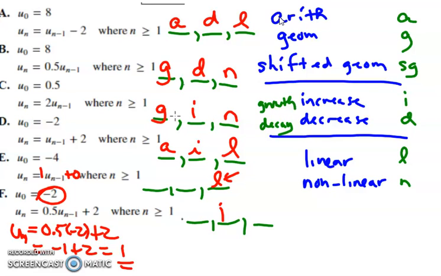We are doing a multiplication problem and an addition problem, so that makes it a shifted geometric. And again, all geometrics are nonlinear.